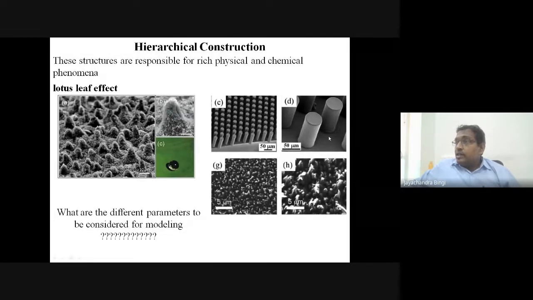And what is the other one? Density. Density of domes, right? So is there any density of dome distribution here? That means the number of pillars per unit area. Yes or no?